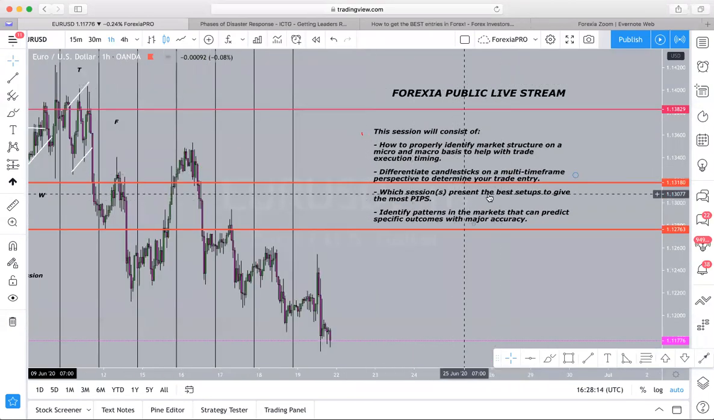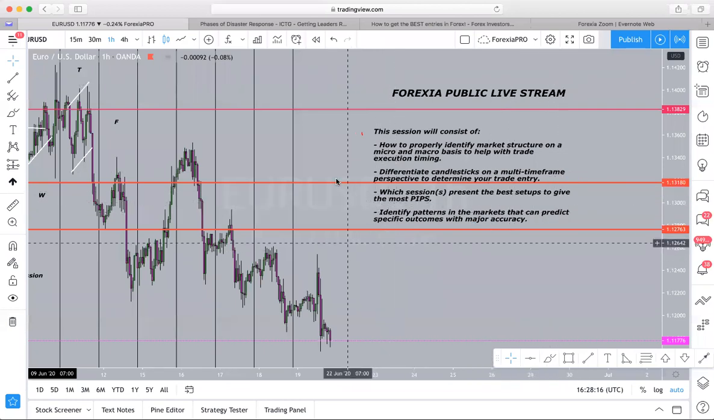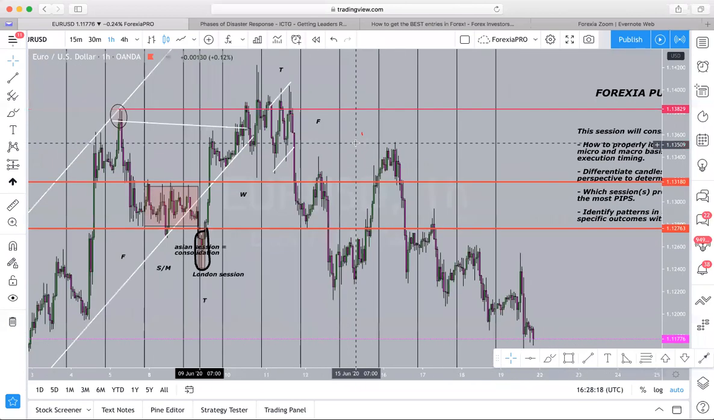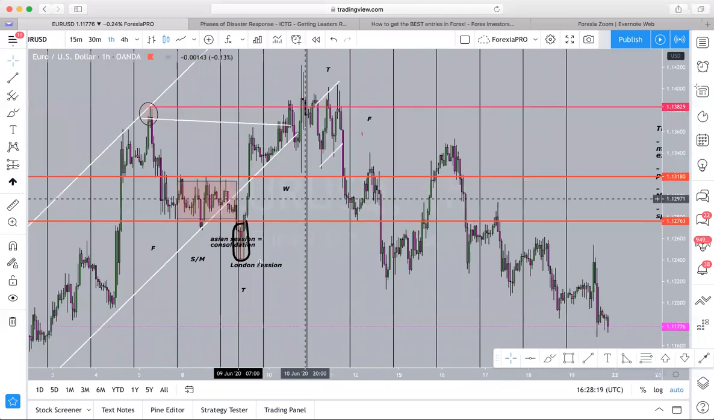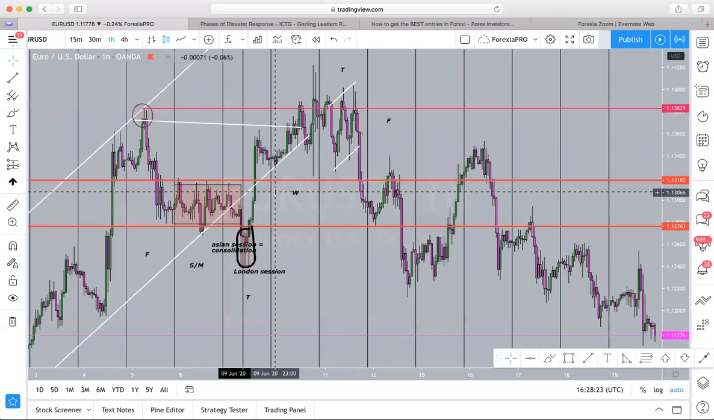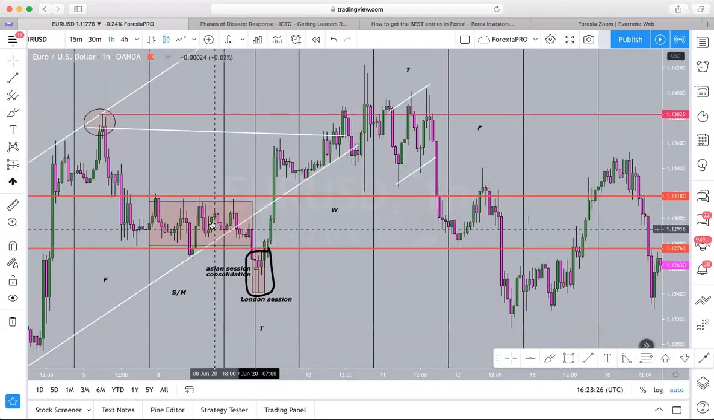Which sessions present the best setups to give the most pips? I'm sure you guys already know that. It's either London session or New York session. Asian session, most of the time, like I mentioned, is just that consolidation.